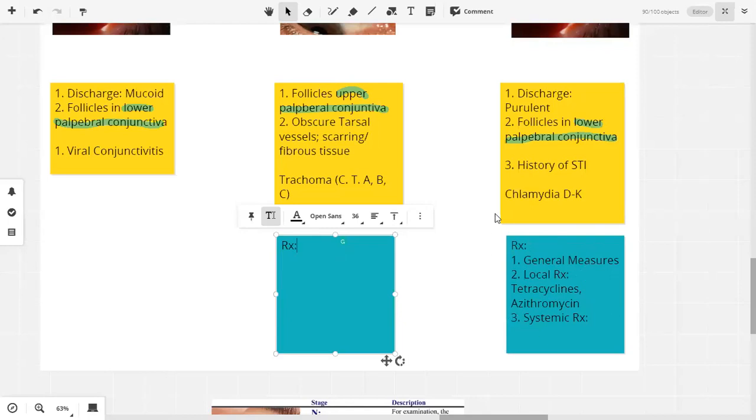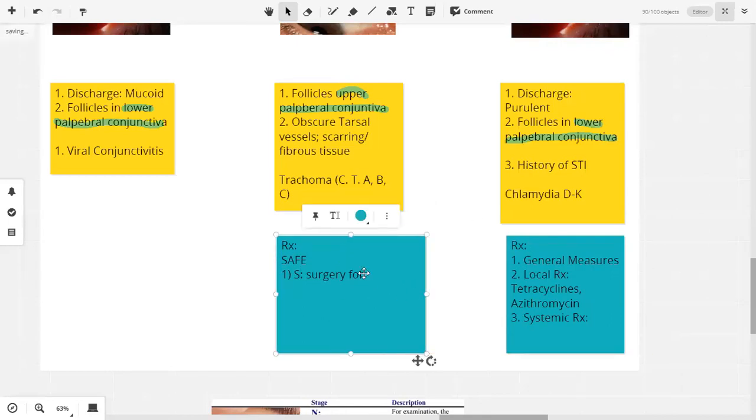But the World Health Organization has made an acronym for this. It's called the SAFE strategy. What does it stand for? किसी को पता है? Surgery. S is for surgery. Surgery for what? Trichiasis, right? The surgery is for trichiasis. The S in SAFE stands for surgery for trichiasis.